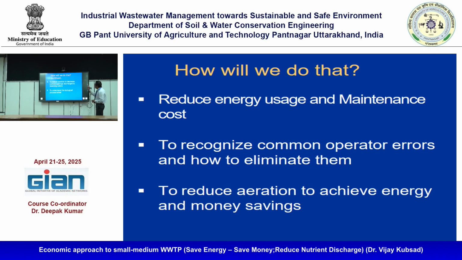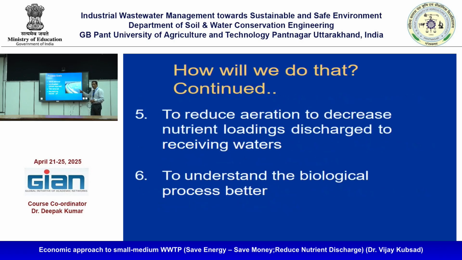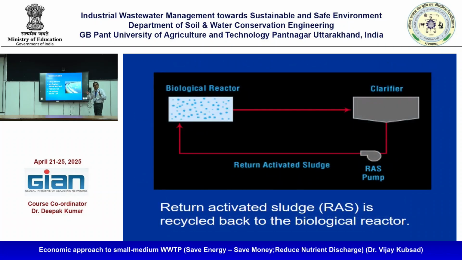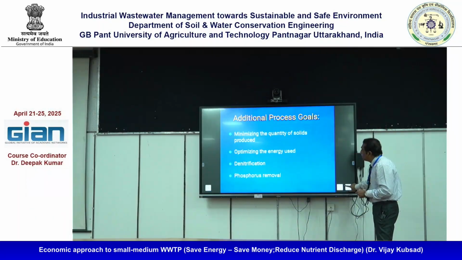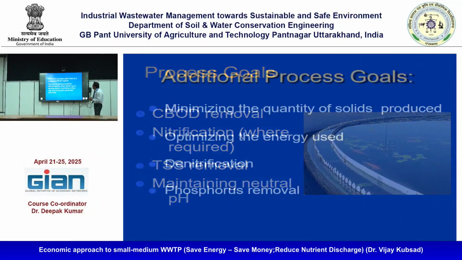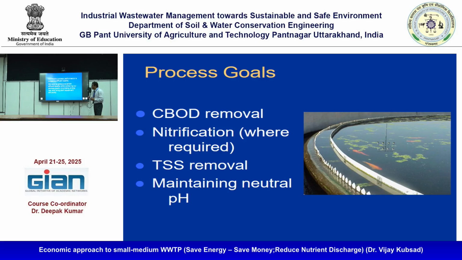So reduce aeration, which we have already seen, and understand the biological process better. That is important. We have seen how the organic compounds are degraded, and when to start and stop the aeration. We'll go faster. Additionally, minimize the quantity of solids produced, which is important. Then denitrification, phosphorus removal, and successful process performance judged by effluent quality are also important.